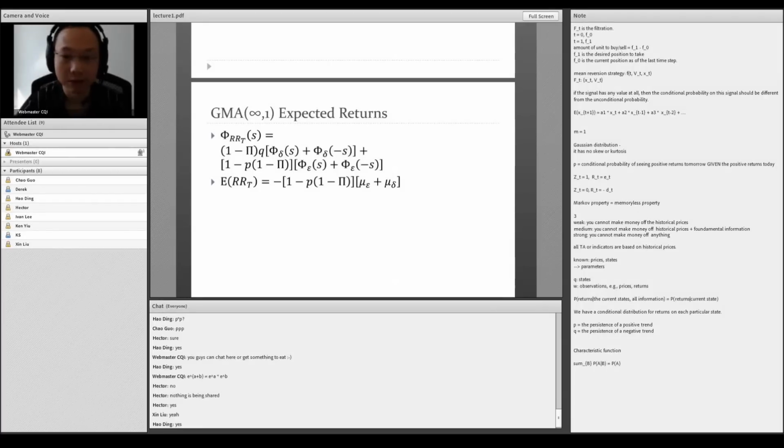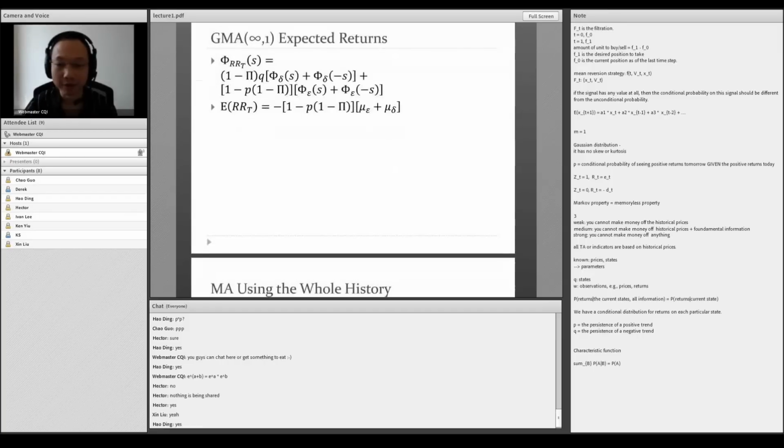Now this is a very powerful, or amazing conclusion, because we come up with a strategy that you should never play. We come up with a strategy that you expect to lose money always, and this is even before we look at any data. This is before we put the first dollar in our bet, and we already know that if you play the GMA infinity 1 strategy, you expect to lose money.